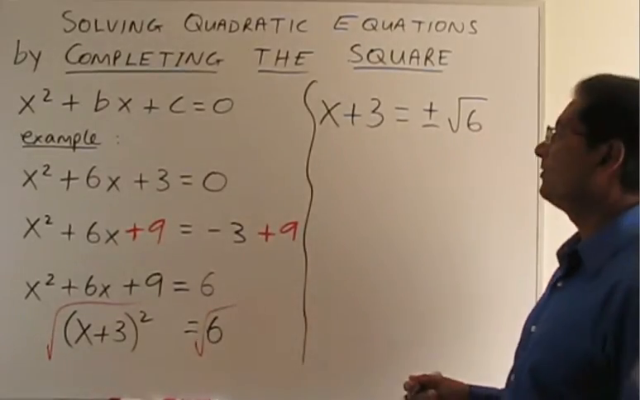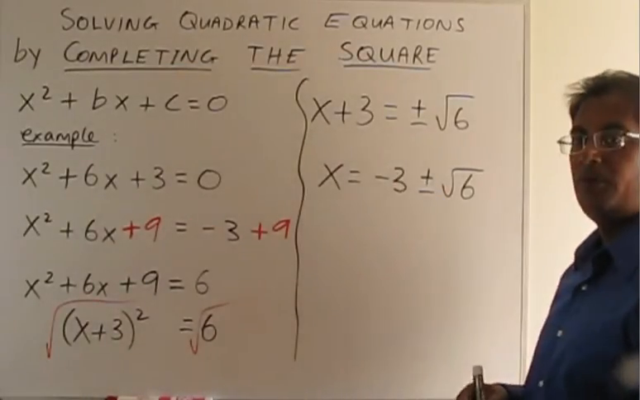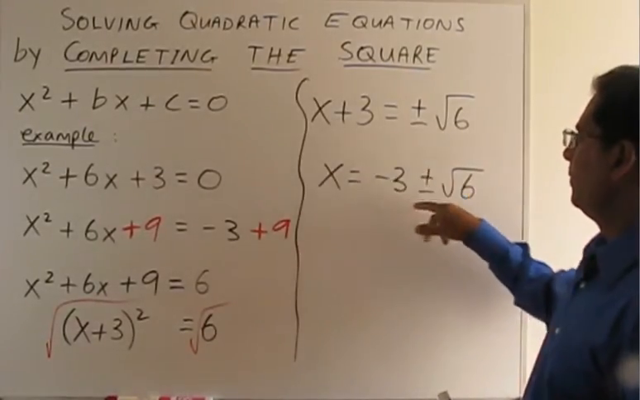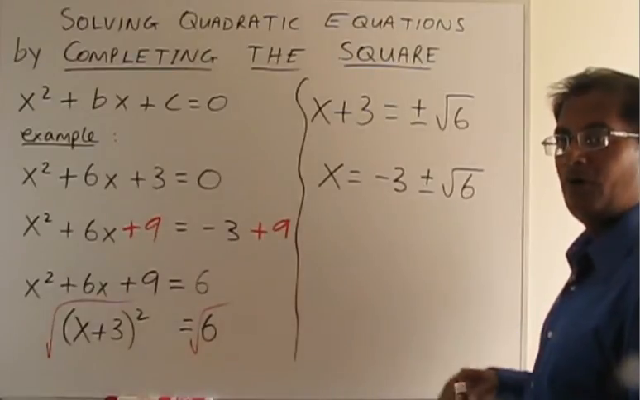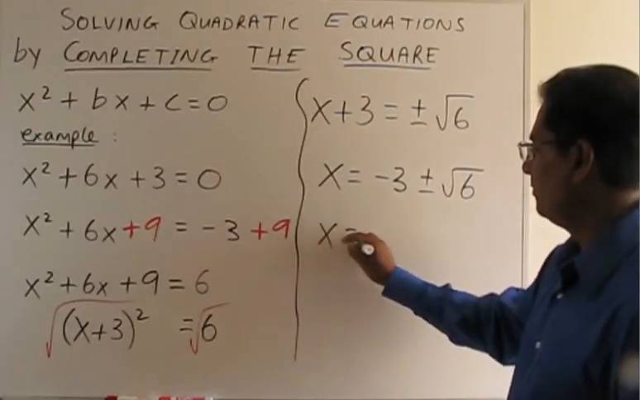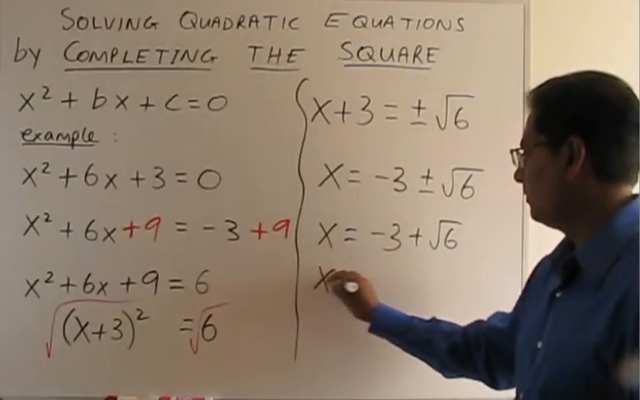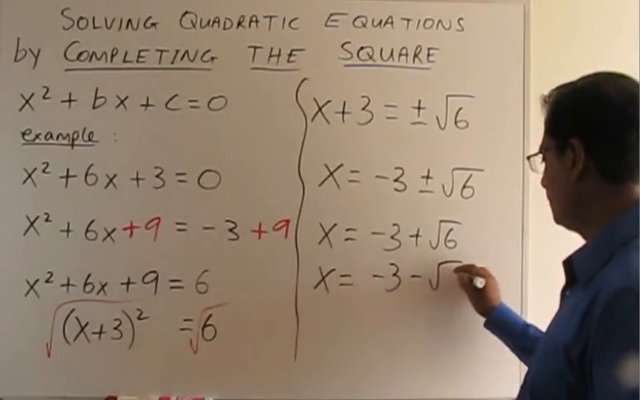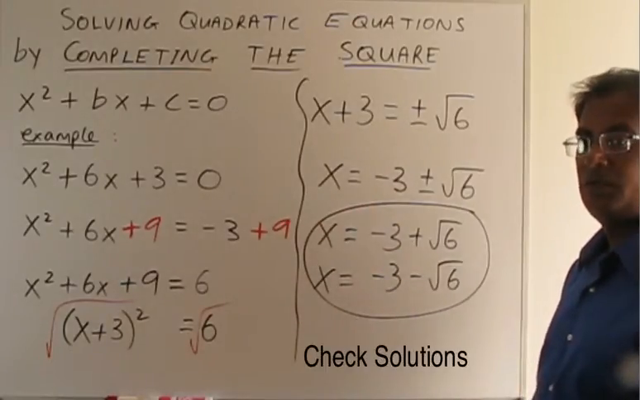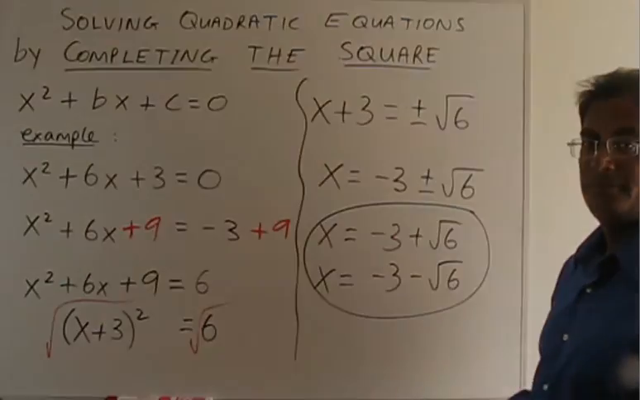And remember, we want x, so we subtract 3 from both sides. And so you find your solution, subtracting 3 from both sides, is x equals negative 3 plus or minus root 6. Sometimes we want to put the root on the back end of our solution. So we have negative 3 plus or minus root 6. And really these are two solutions. X equals negative 3 plus root 6, and x equals negative 3 minus root 6. And remember, you should always check your solutions in your original equations to make sure that they work out.